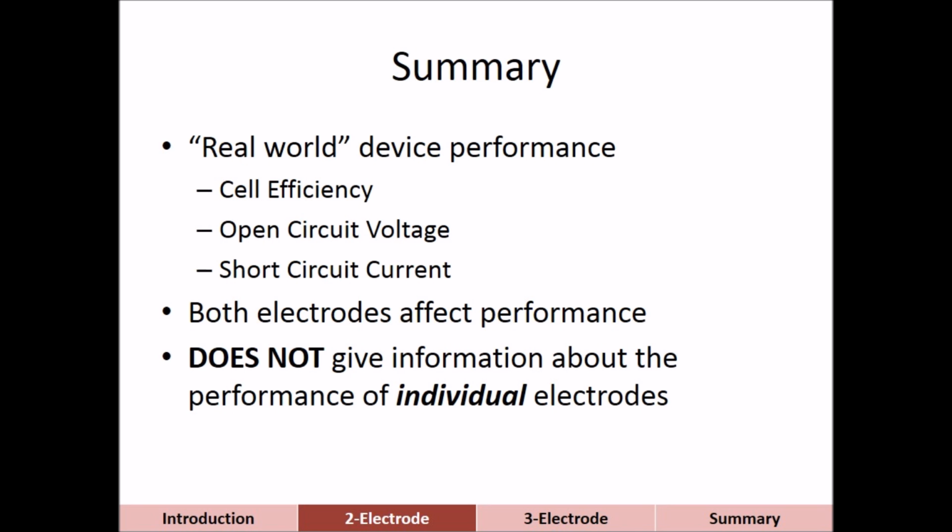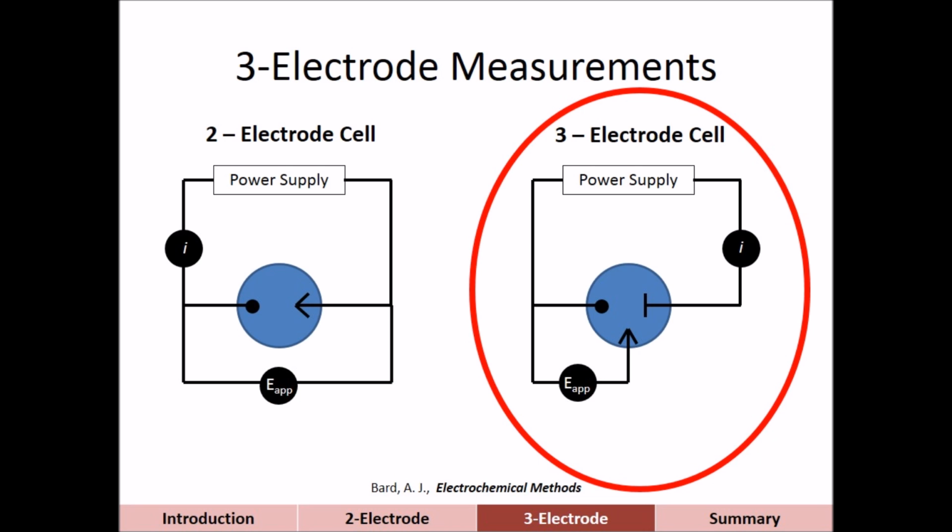So when making two electrode measurements, it's important to remember that the performance of the working and counter electrodes are convoluted in the measurement. So the two electrode measurements are the only way to determine overall cell performance, but it's not a good method for determining individual electrode performance because we have this convolution of both our electrodes. So if we want to measure individual electrode performance information, we have to use a 3-electrode cell.